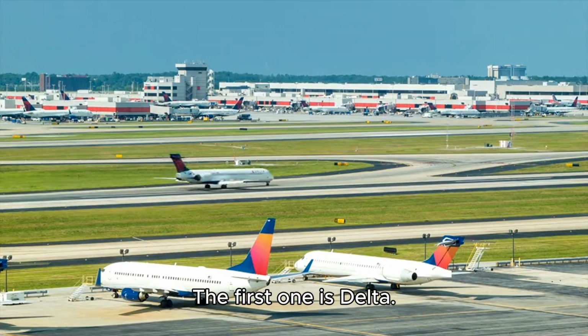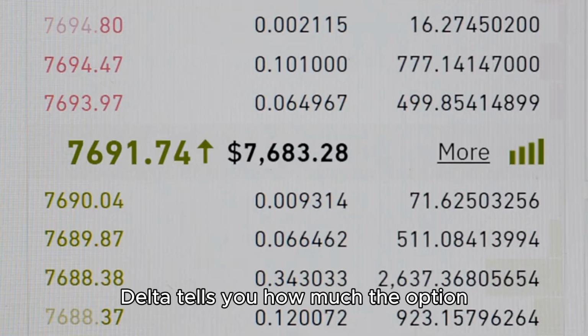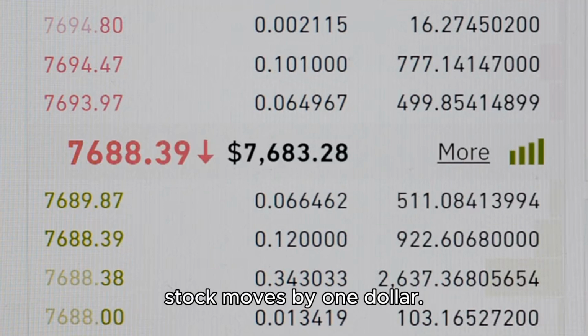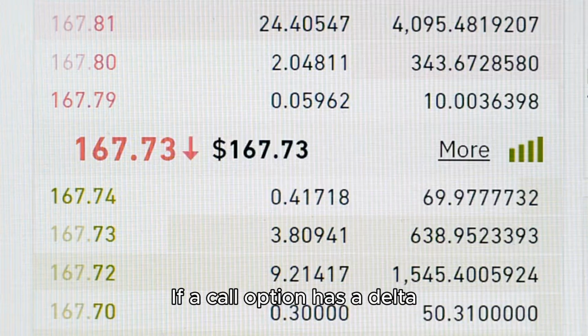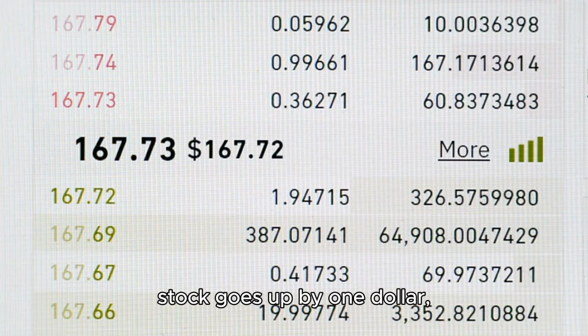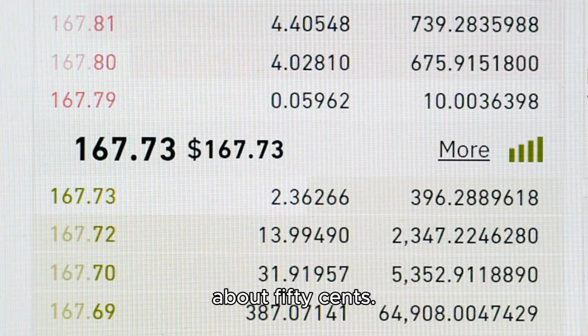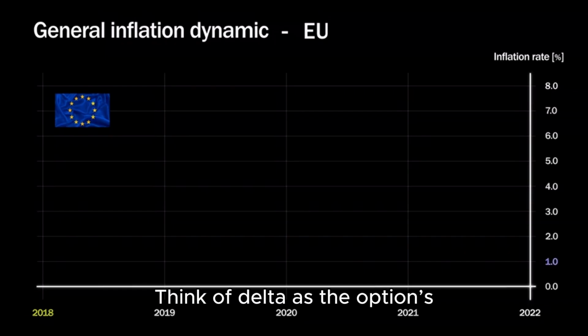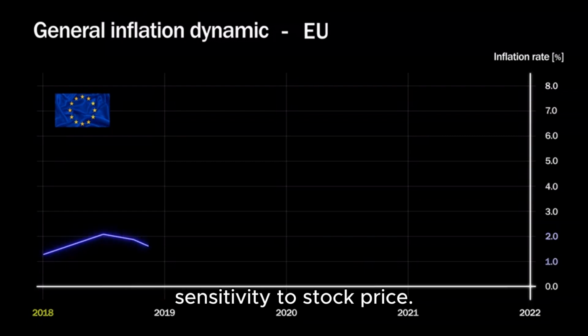The first one is delta. Delta tells you how much the option price will change if the underlying stock moves by $1. If a call option has a delta of 0.5, that means if the stock goes up by $1, the option price goes up by about 50 cents. Think of delta as the option's sensitivity to stock price.